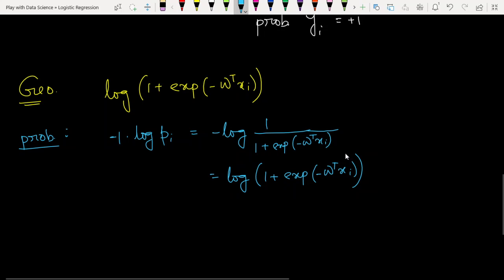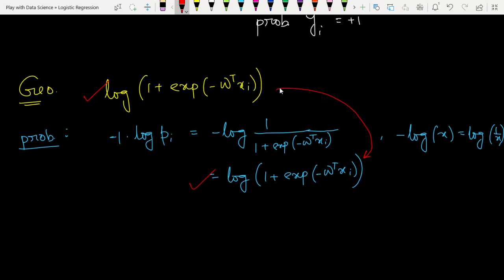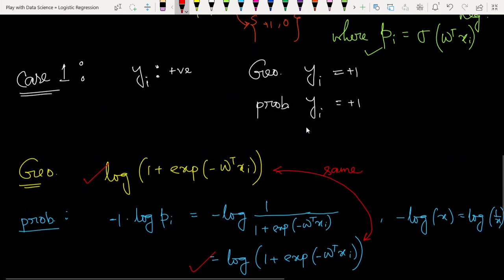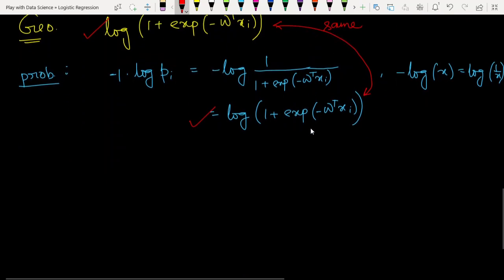Okay, so why did we reach it? If you know already, log of minus x is equal to log of 1 by x. We have just used this formula here, so we got it. So actually these equations are both the same, nothing else, both are the same equation. So we find that if we take yi equal to positive, then geometrically and probabilistically both equations arise the same.